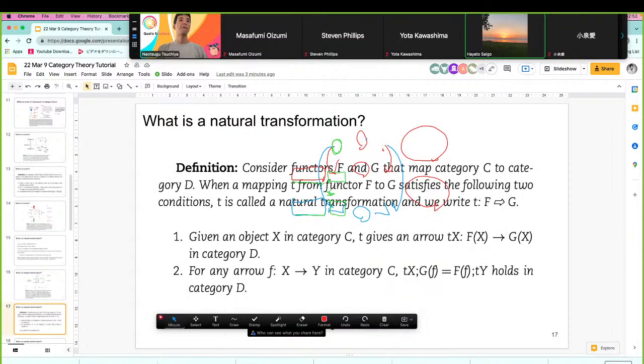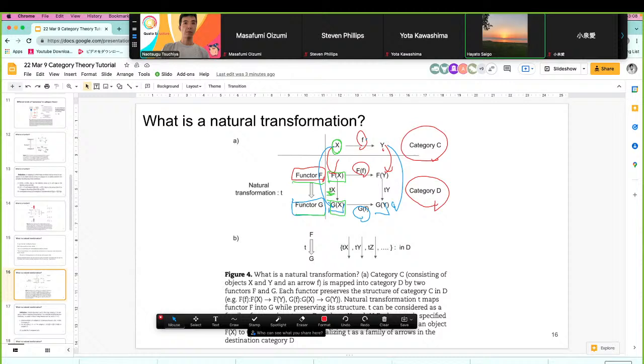And then the second one is that for any arrow f: X to Y in category C, then G of F composed with T of X is exactly the same as T of Y composed with F of F in category D. So just to come back here, what it means is that if you have this kind of relation, X and Y here, then you can go from here to here and then come to here, or here to here and then come to here. That's the second condition.